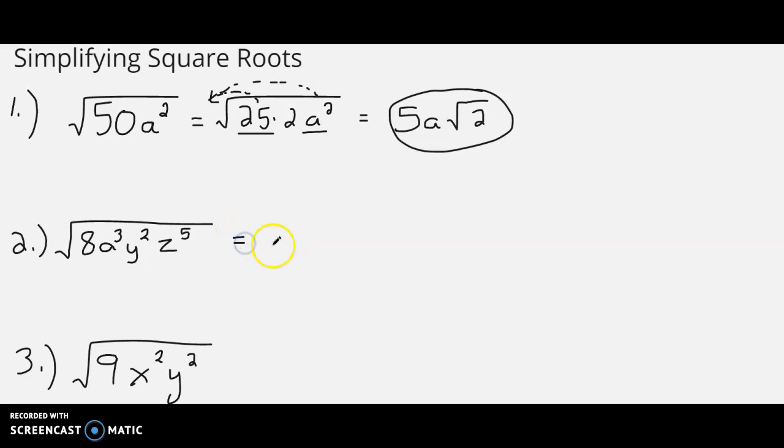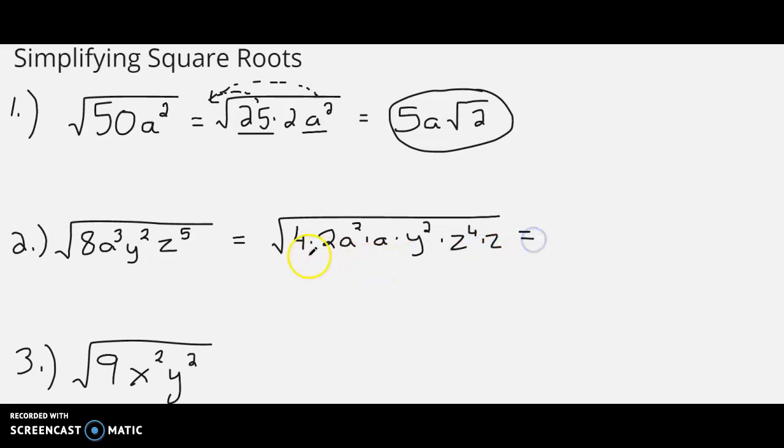Alright, now look at number 2. 8 isn't a perfect square, but I can break it down into 4 times 2. Now we have a to the third. I'm going to rewrite a to the third as a squared times a. y squared is an even exponent. We're good there. z to the fifth, I'm going to break that down into z to the fourth times z.